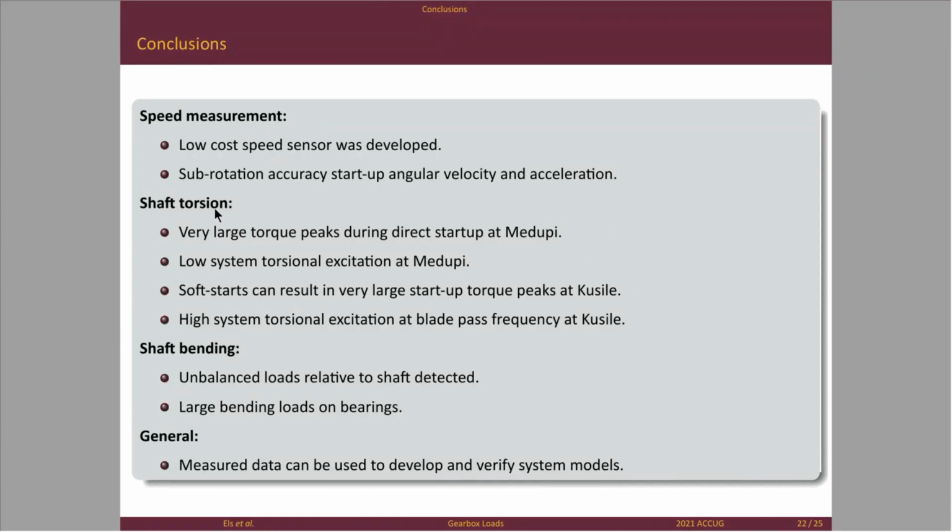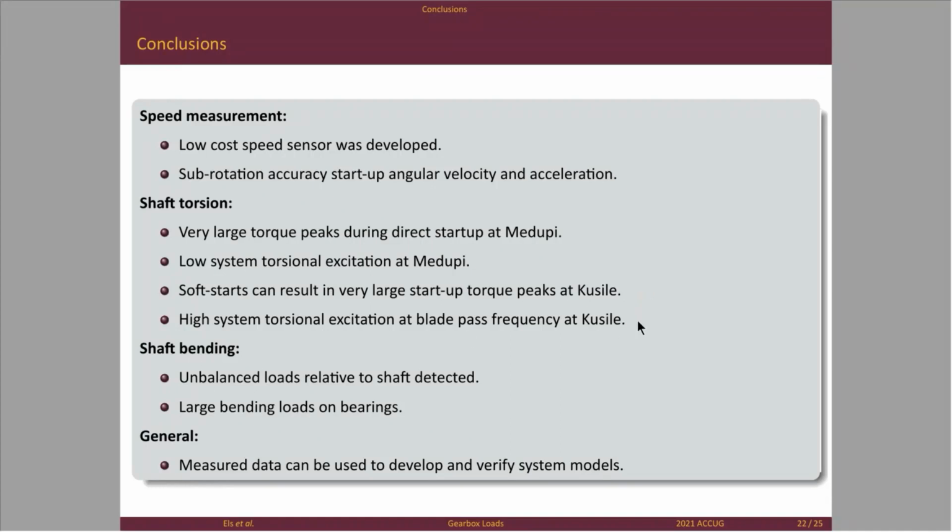This shaft torsion: very large torque peaks for direct startup, but low torsional excitation at Medupi. And at Kusile, the thyristor type soft start leads to large torques during startup. So I think this is something that we need to investigate further. Maybe that was only at 14 seconds. Maybe you must double that time. I don't know. I'm not the electrical engineer, so I don't know what the effect of that will be.